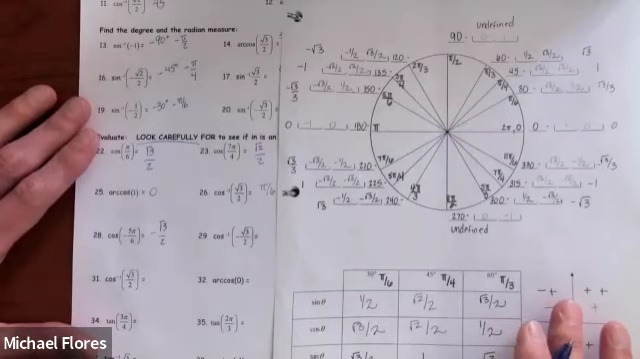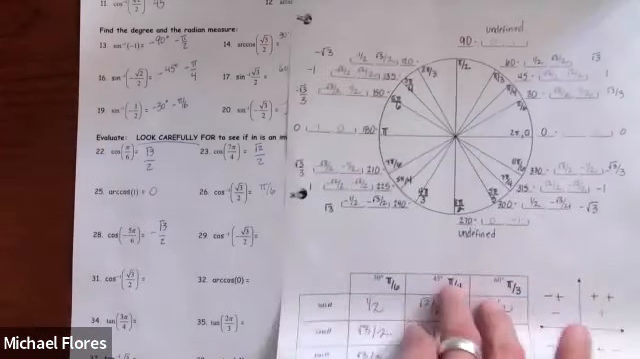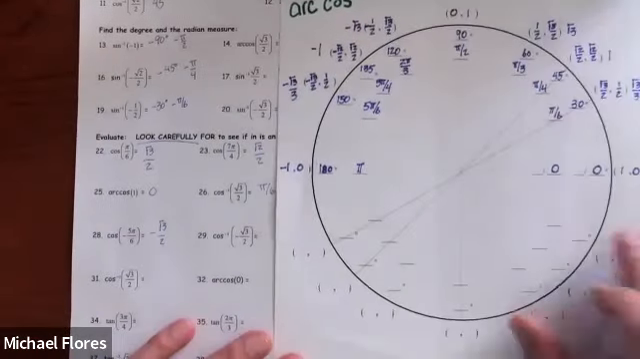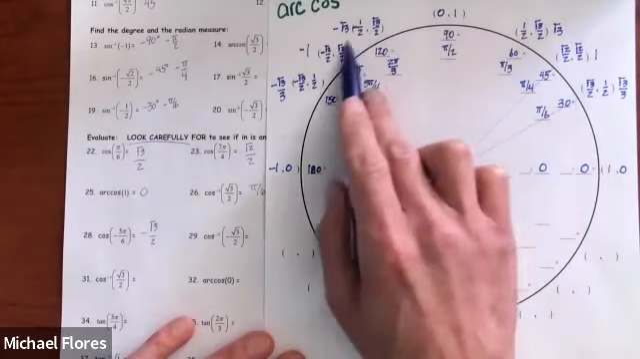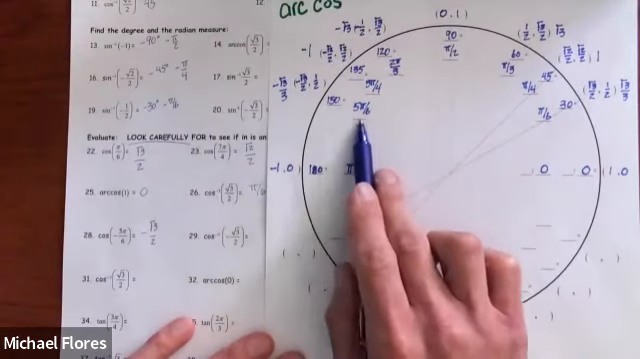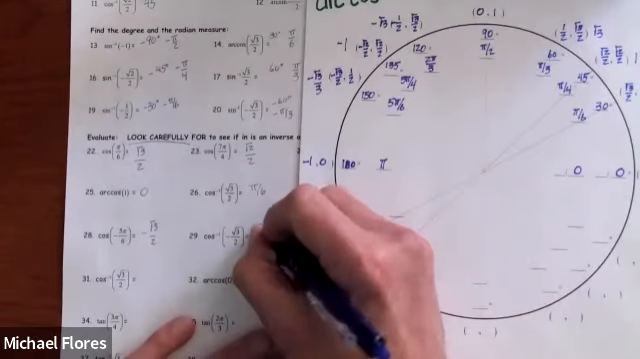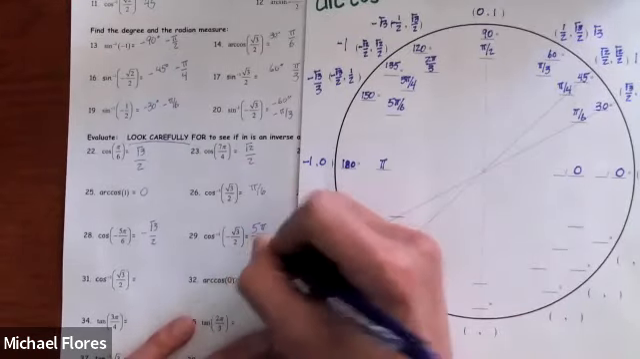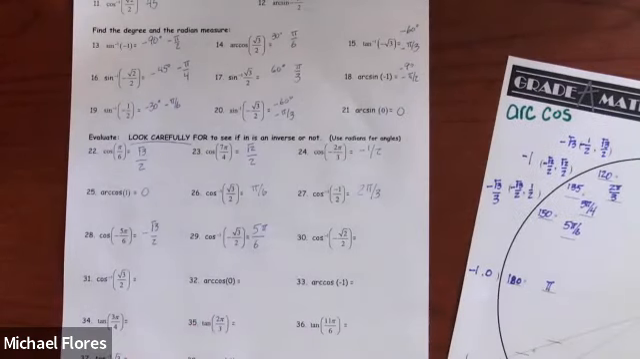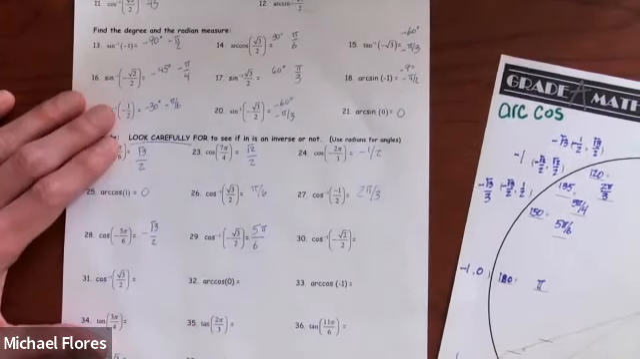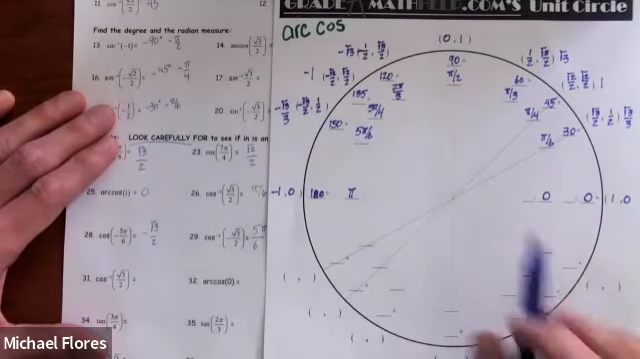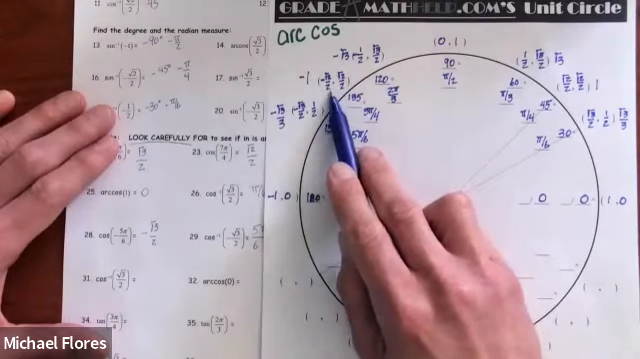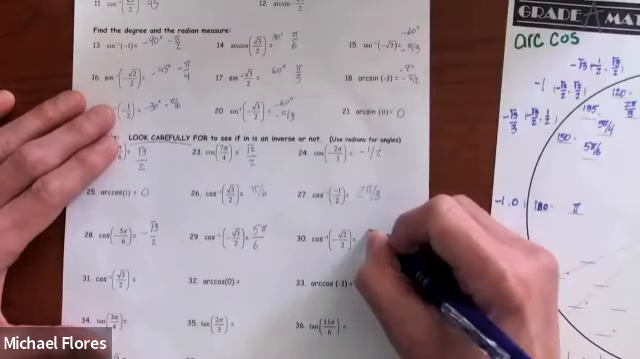Arc cosine of negative root 3 over 2. Where's our cosine value of negative root 3 over 2? There it is. That's at 5 pi over 6 radians. Example 30. Arc cosine of negative root 2 over 2. 3 pi over 4 radians.